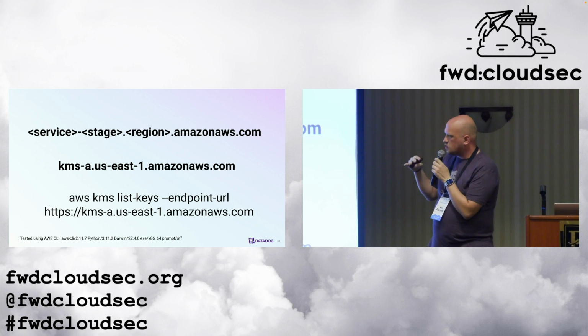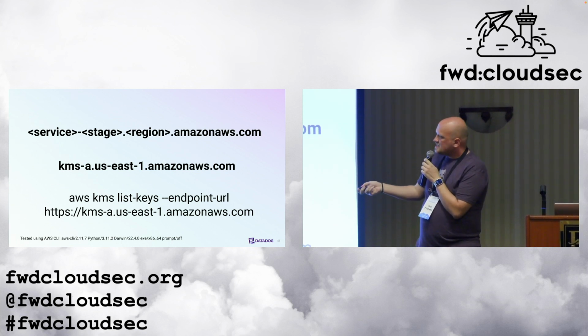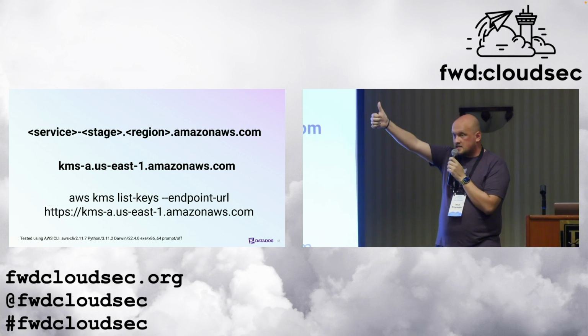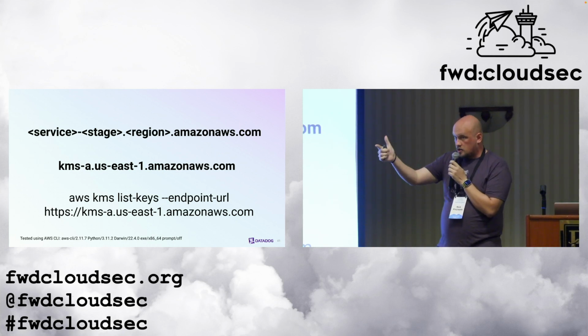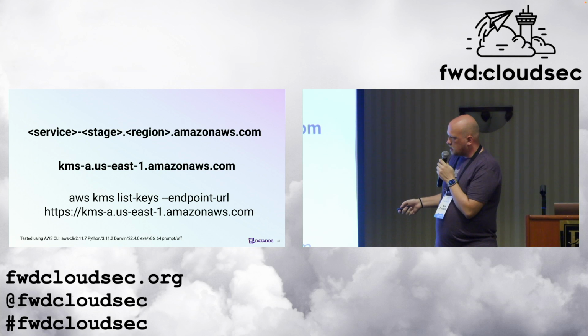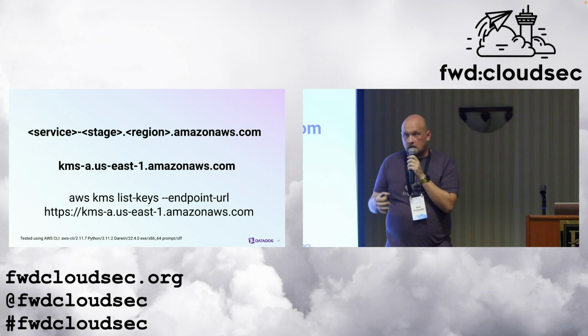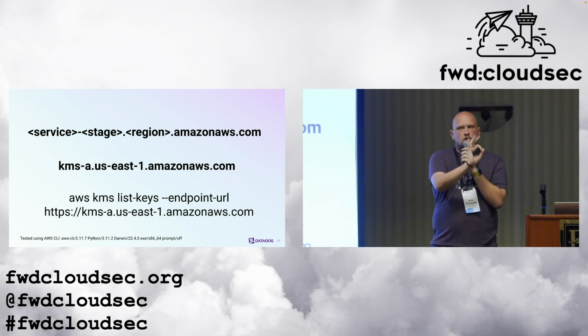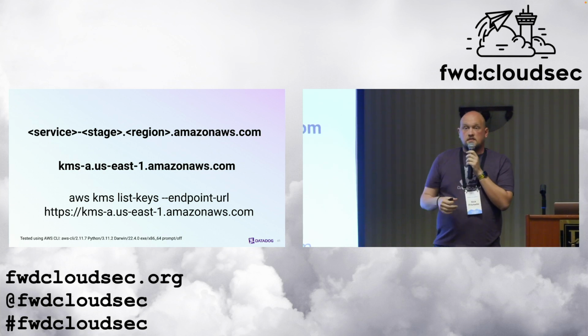To level set and start off easy, KMS-A is an example of a non-production endpoint that has access to production data and does log to CloudTrail. And if you wanted to, you could use the CLI action, aws kms list-keys, and provide the endpoint-url parameter, and be sure to include the https://, and you should be able to use that endpoint completely normally. Any resources you create with that endpoint should appear in the customer partition, it'll show up in the console, and vice versa.